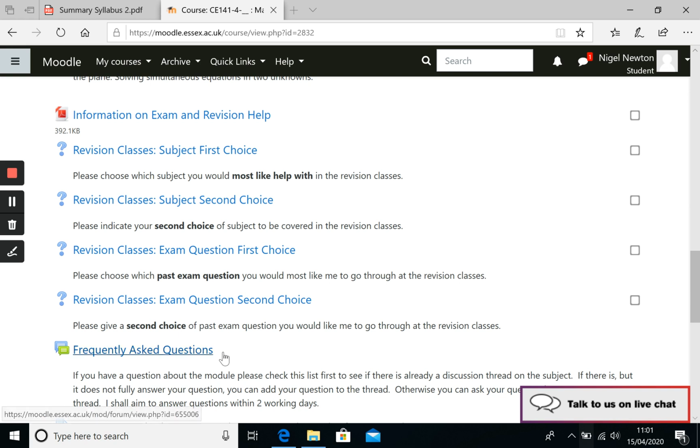Finally, at the bottom of this section, in common with all other modules, we've set up a frequently asked questions section where you can have a look to see if any question you may have has already been asked and answered. If not, you can add your question. Other students are quite at liberty to answer questions if they want to. And of course, I will look at this every so often and try to answer all the questions as best I can.